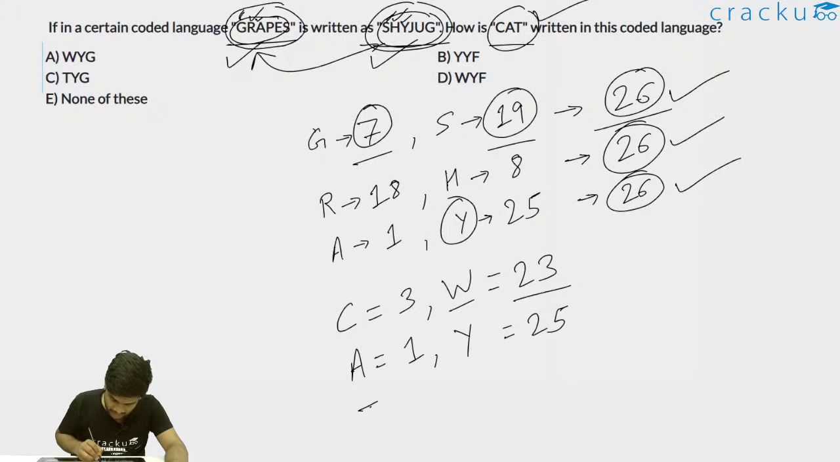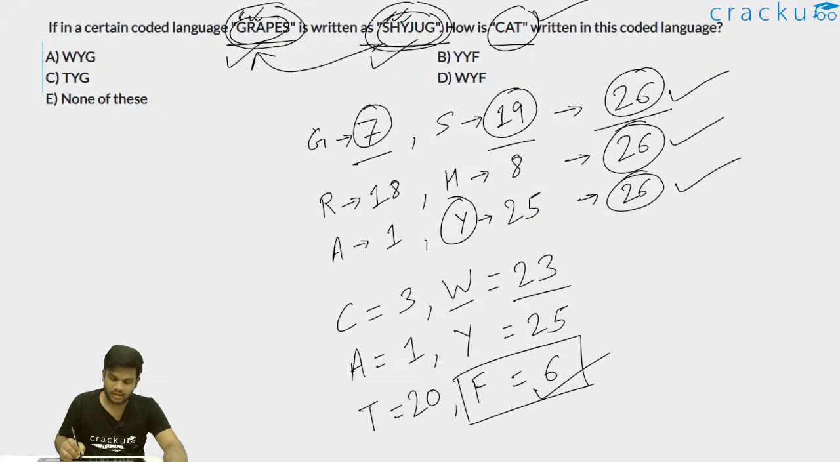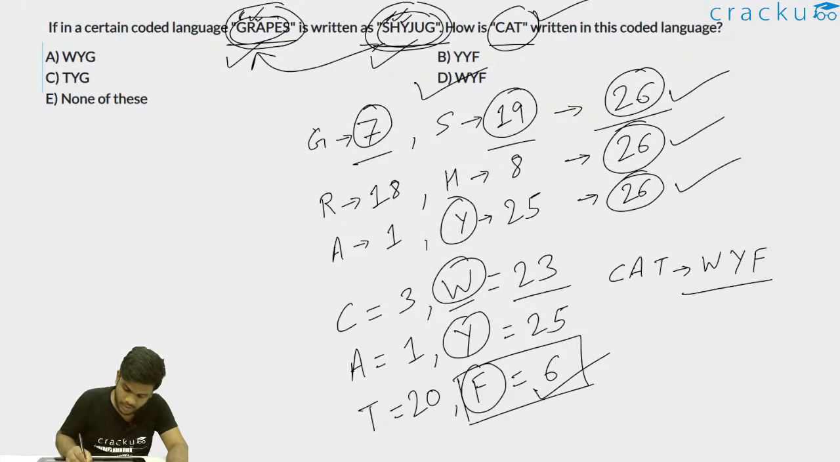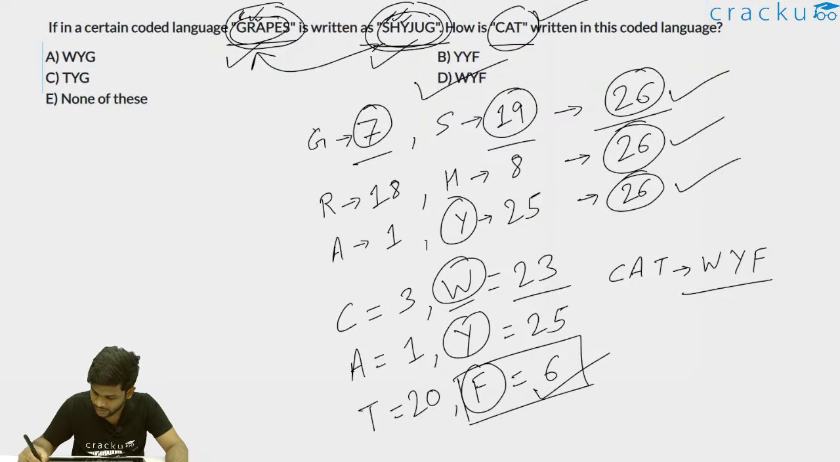Now the last, it is T. When you calculate T, you will get 20. And the last term will be F, which is 6. So our answer will be W, Y and F. So cat is coded as W, Y and F. So our answer is option number D, which is W, Y and F. Let's look at the next question.